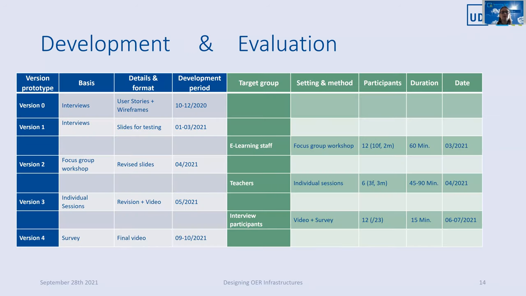The development of the prototype comprised four versions, including a three-stage iterative evaluation process. Based on the interview results, a first version was created and prepared for testing. And a first user test was conducted with e-learning staff during a focus group workshop with 12 participants. And this was followed by six individual sessions with higher education teachers who gave their feedback while running through different scenarios. And after these results had been included in the prototype, the interview participants were asked to take part in a survey in order to validate their requirements and opinions from the interviews. And currently we are finalizing the concept as a video, which is about to be published.